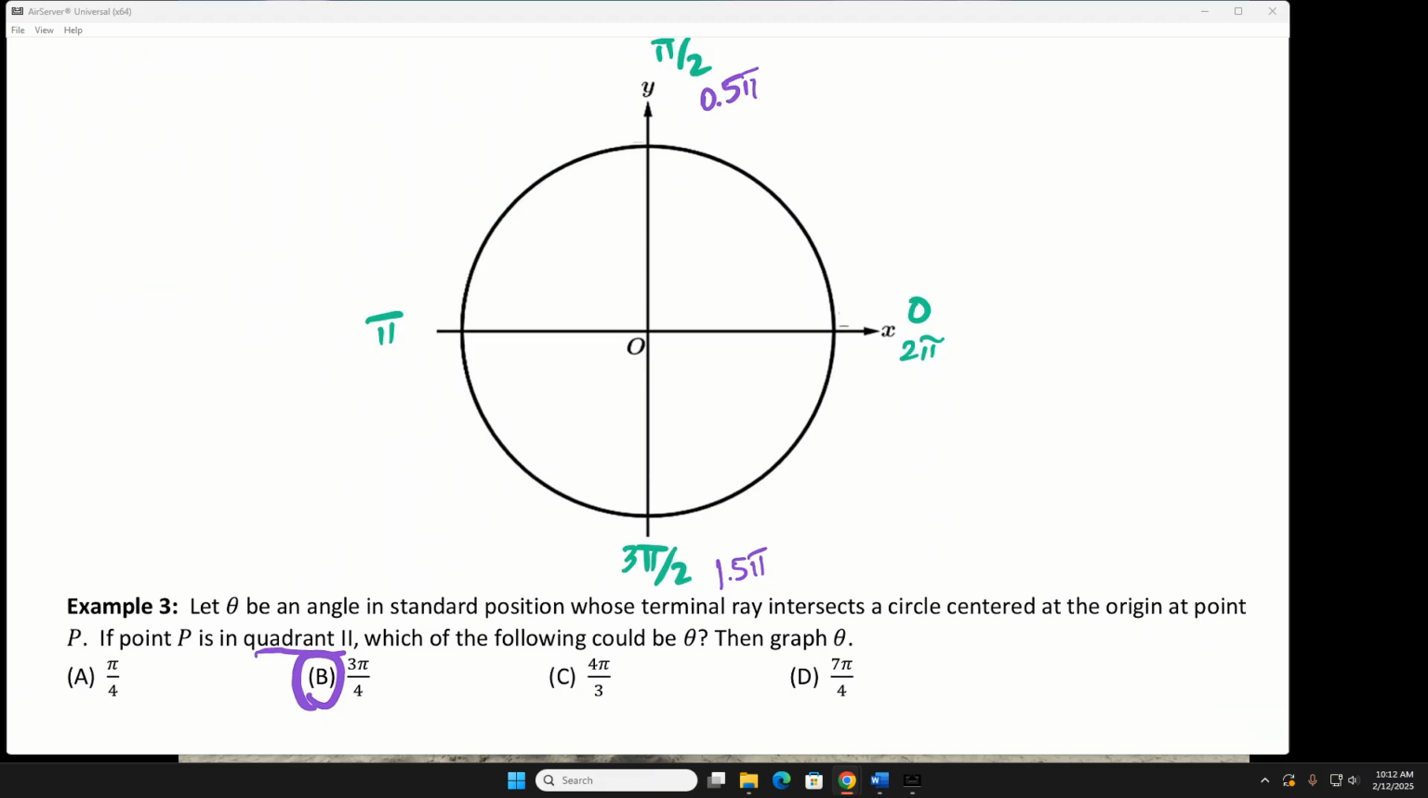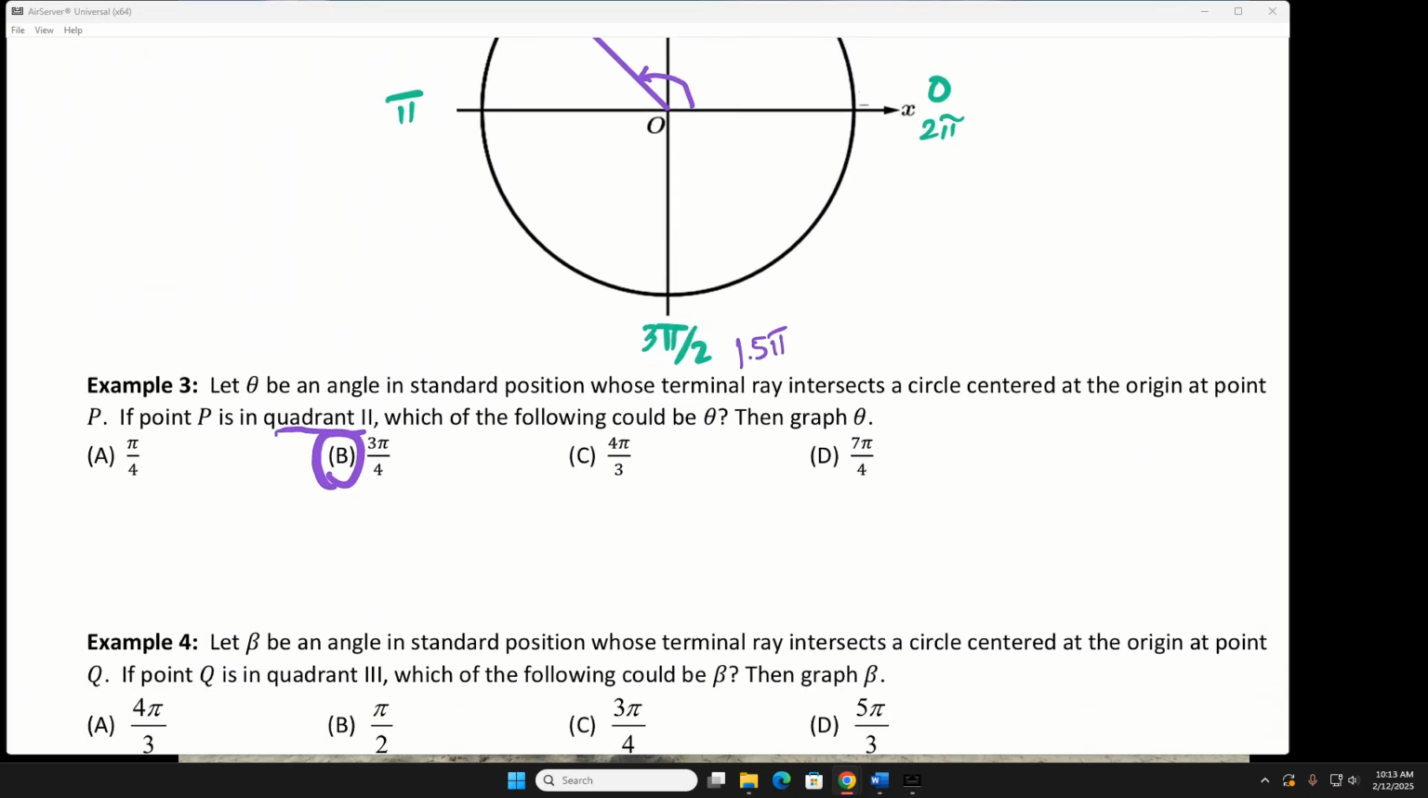So we're going to graph it. It is a pi over 4 angle, and so you try to graph it directly between the axes, and then that's going to be point P. All right, and I'm also going to do the little swoop. It's a positive angle, so it goes counterclockwise from 0 radians.